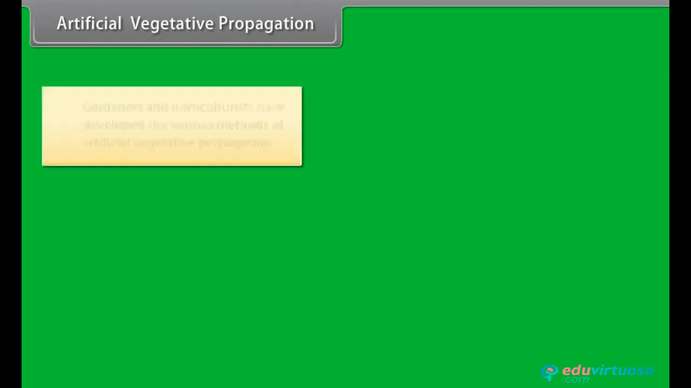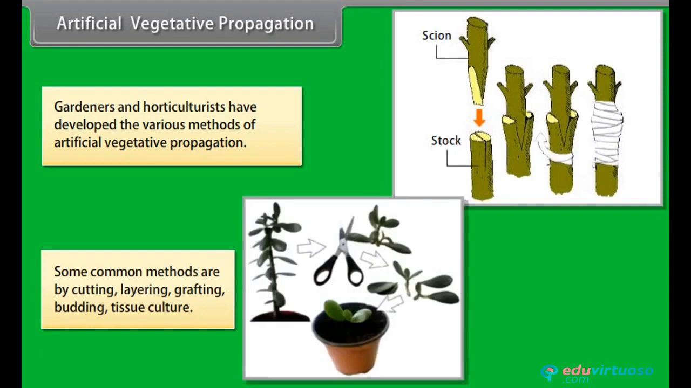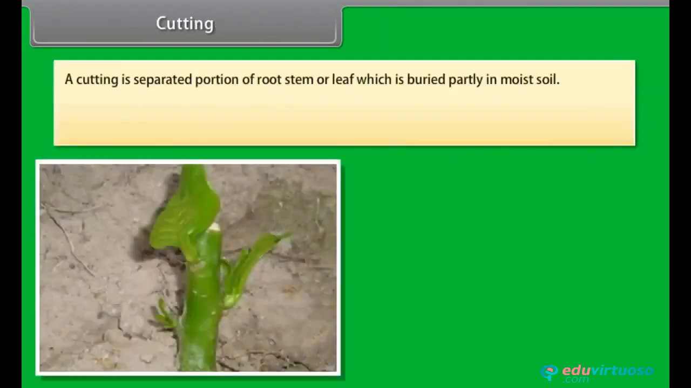Artificial vegetative propagation. Gardeners and horticulturists have developed various methods of artificial vegetative propagation. Some common methods are by cutting, layering, grafting, budding, tissue culture. Cutting. A cutting is a separated portion of root, stem or leaf which is buried partly in moist soil.